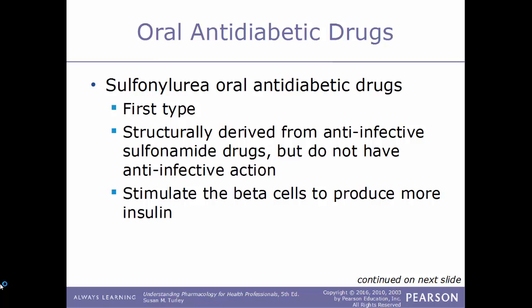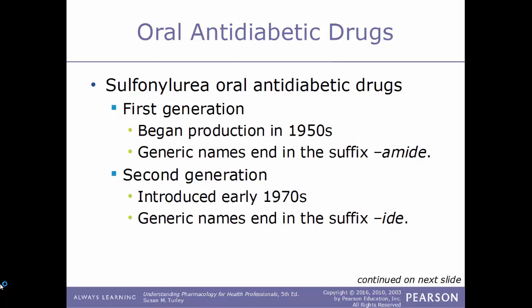Now, structurally, this is derived from anti-infective sulfonamide drugs, but they do not have an anti-infective action. And these work because they stimulate the beta cells to produce more insulin. And the first generation of this kind of drug began production in the 1950s, and all of their generic names end with the suffix amide. The second generation of these drugs were introduced in the early 1970s, and all of their generic drug names end with the suffix ide, I-D-E.